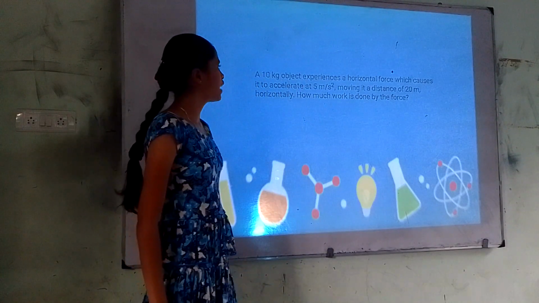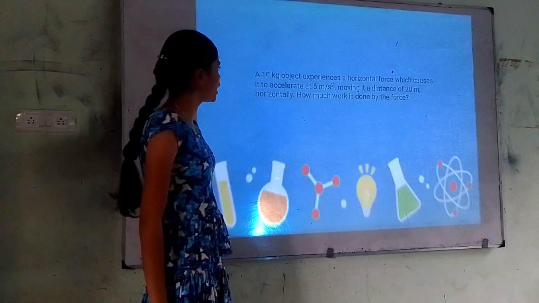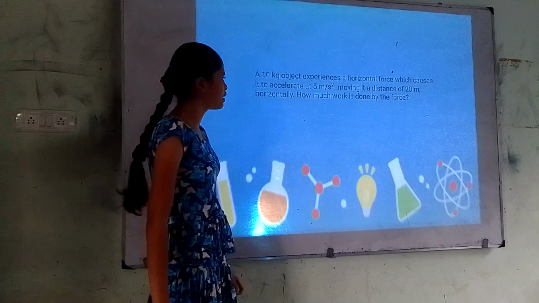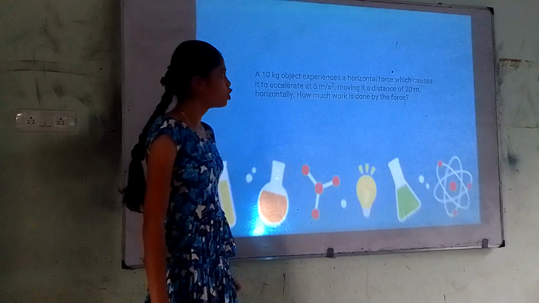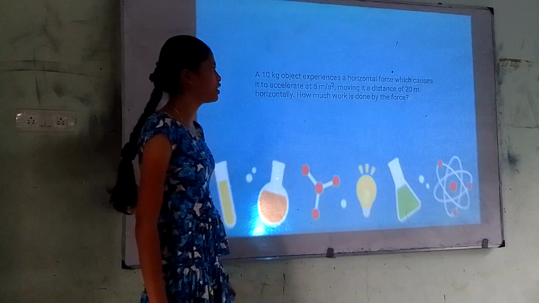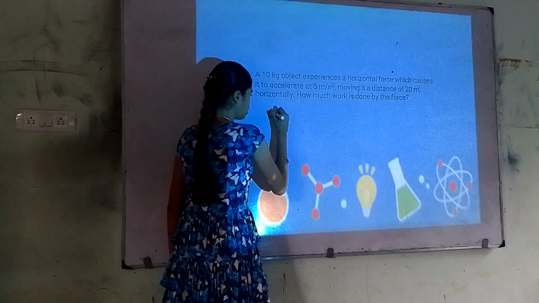An object of 10 kg experiences a horizontal force which causes it to accelerate at 5 meter per second square, moving it a distance of 20 meter horizontally. How much work is done by the force?